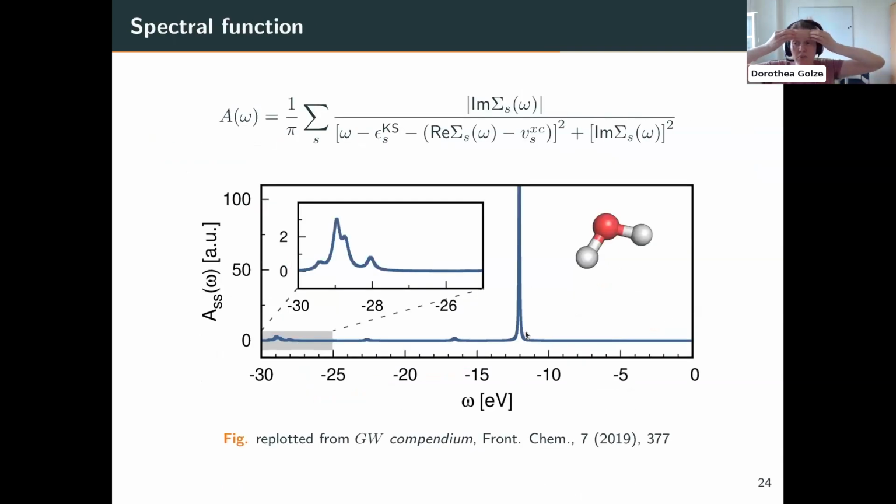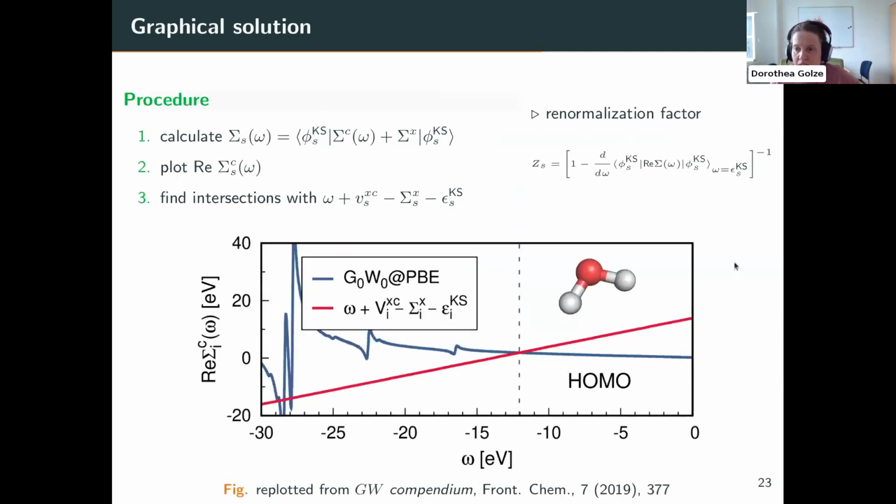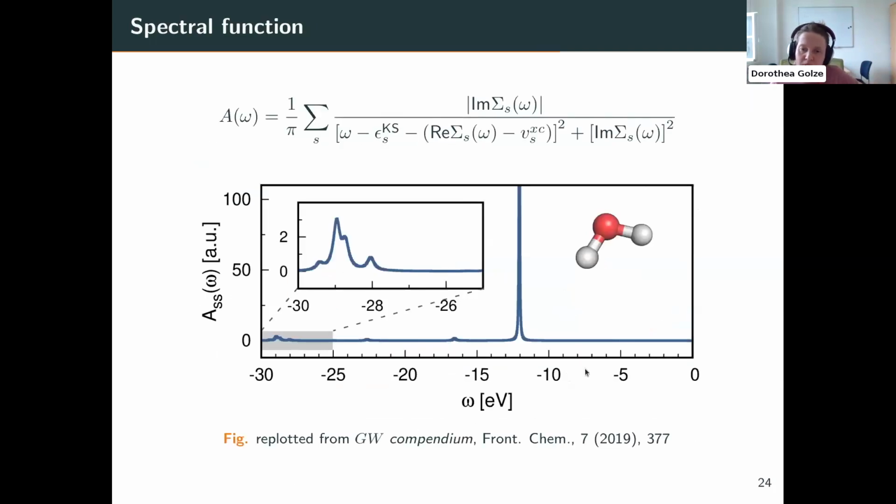Now the most accurate way to get the solution is to calculate the full spectral function, which is really expensive typically. You see here that you also include the imaginary part of the self-energy and not only the real part. Before, I talked a bit about the spectral weight. It's maybe not so obvious if you have looked at self-energies before, you directly see it. But if you plot the spectral function, it becomes very obvious.